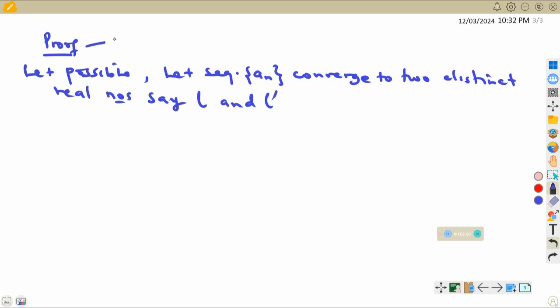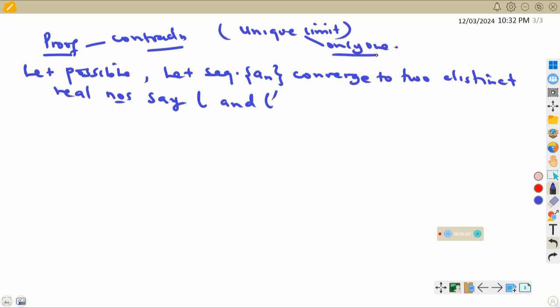Remember, we are proving this by the method of contradiction. What we are interested in proving is that there exists a unique limit, or the limit is only one. But for us, we are saying, let us prove this by contradiction. What if we say this sequence is converging to two limits which are different? This must bring us to a contradiction.